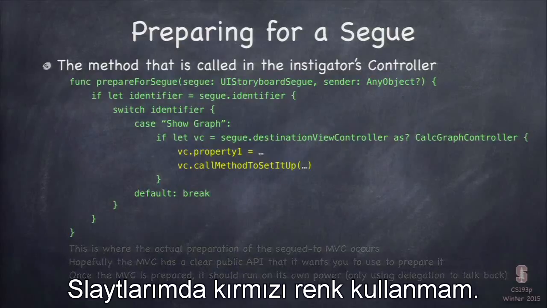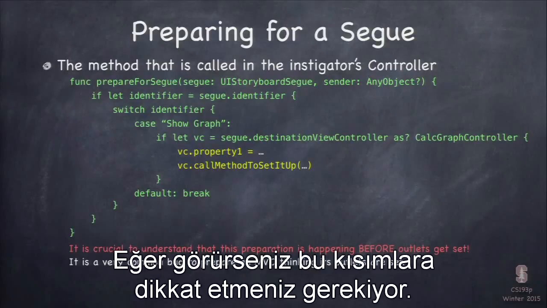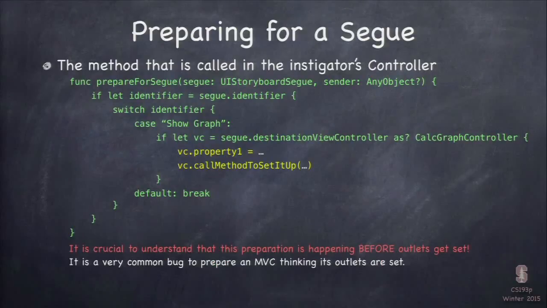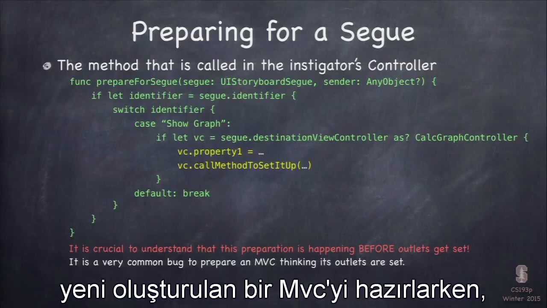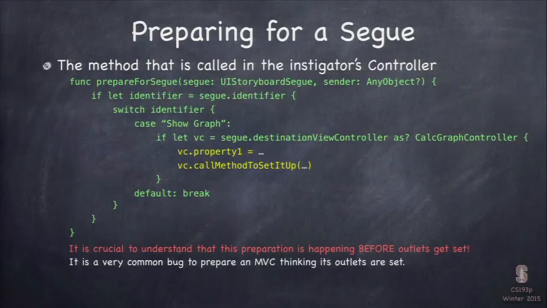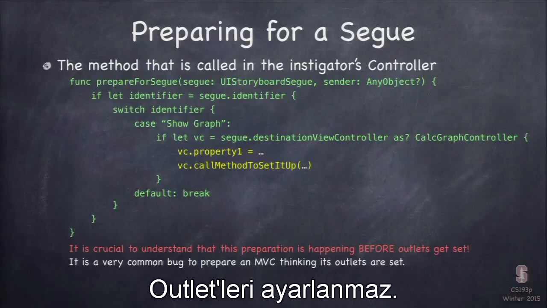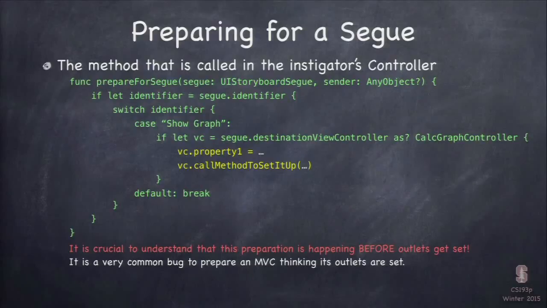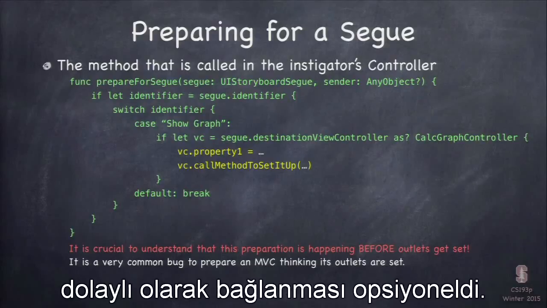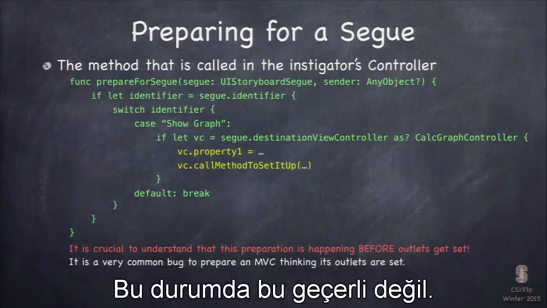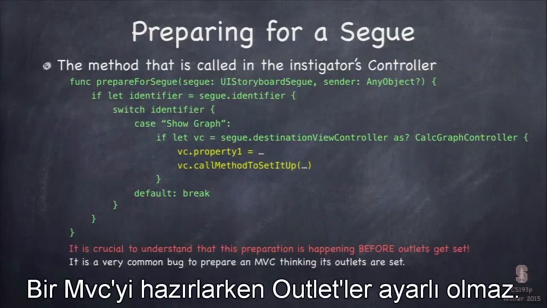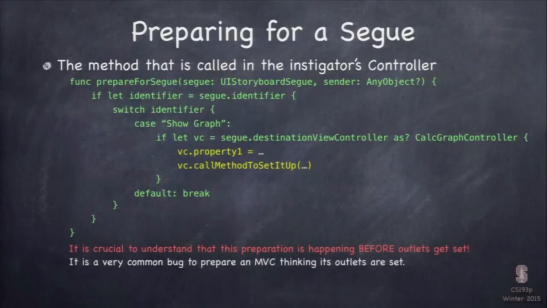Now, I don't put a lot of red on my slides. And when I do, you really should pay attention, okay? A very important thing to understand is that when you are preparing that newly created MVC, its outlets have not been set. Remember, outlets are these implicitly unwrapped optionals. We're always kind of expecting them to have been set. Well, this is one case where that's not true. When you're preparing your MVC, its outlets are not yet set, okay?